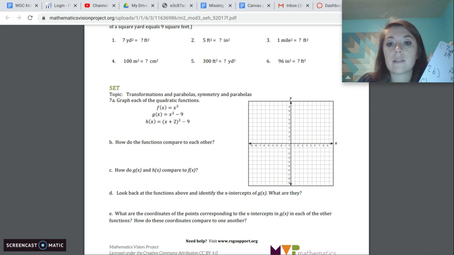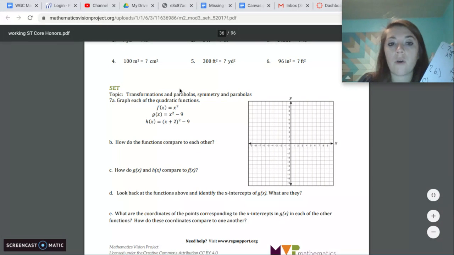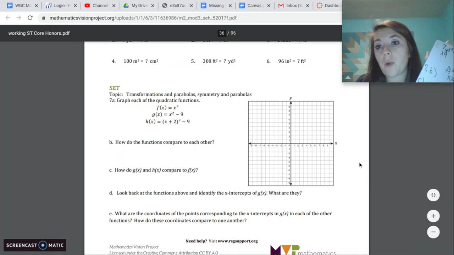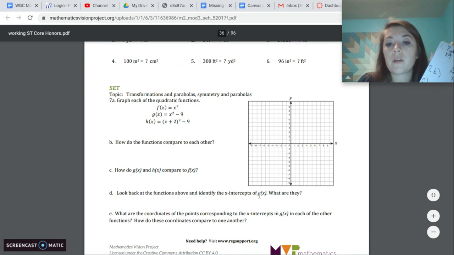The last one, h of x equals x plus 2 quantity squared minus 9. So this one, we're translating it down 9, but then we also have to go over to the left 2, because remember, this plus 2, it's telling us the opposite direction. So while we think, okay, we should go to the right because it's positive, we actually want to go the opposite way. So we're going to go over to the left.